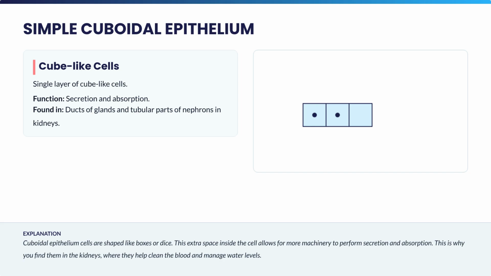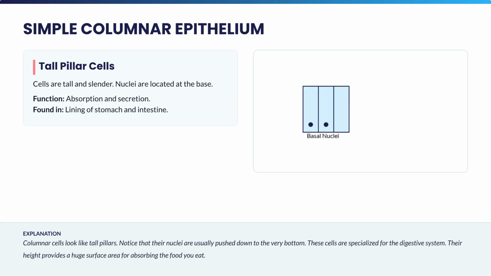Simple cuboidal epithelium is composed of a single layer of cube-like cells. Their shape allows for machinery needed for secretion and absorption, which is why they are found in the ducts of glands and the kidneys. Simple columnar epithelium cells are tall pillars with basal nuclei.